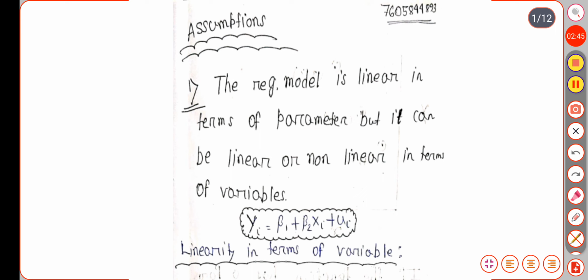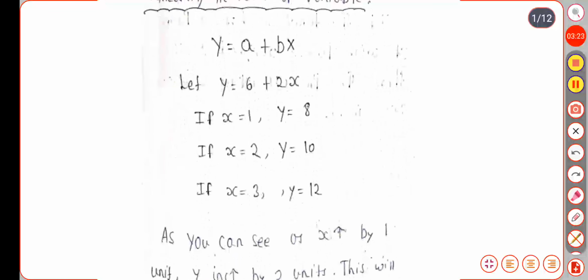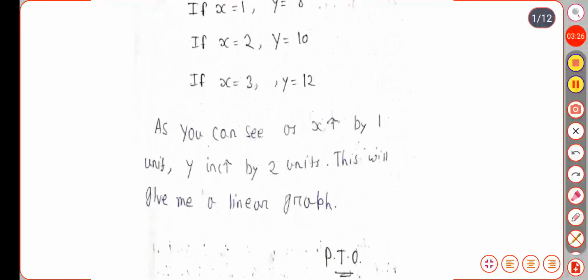The first assumption tells us that the regression model is linear in terms of parameters. What does it mean? How can we check whether our regression model is linear or not? Here it says the regression model has to be linear in terms of parameters. To check this, you have to take the partial derivative of the dependent variable with respect to the parameters. Let me show you.